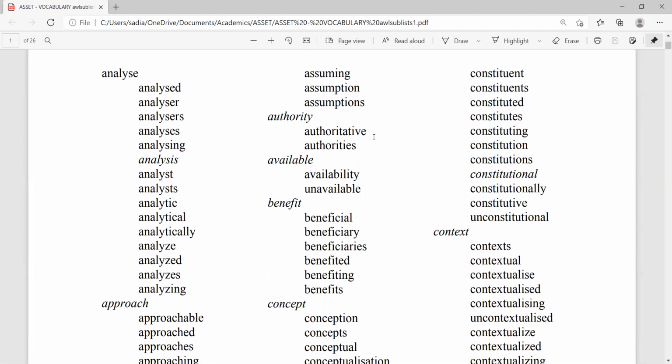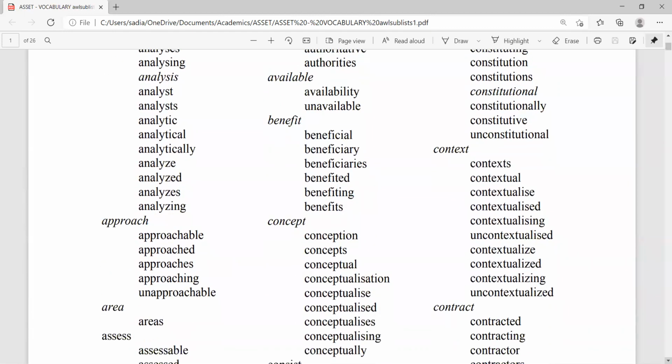This is also a suffix. Authorities, plural form. Available, availability, unavailable. Benefit, beneficial, beneficiary, beneficiaries, benefited, benefiting, benefits.